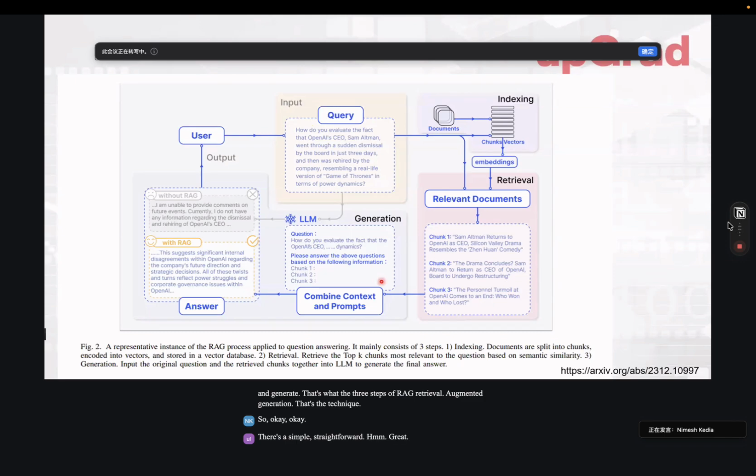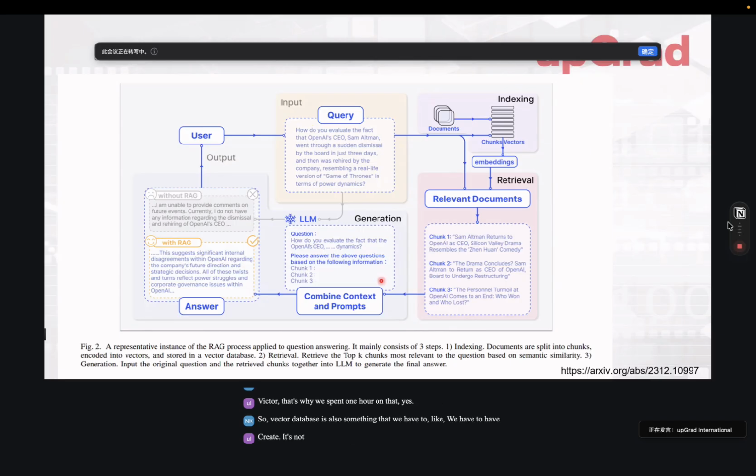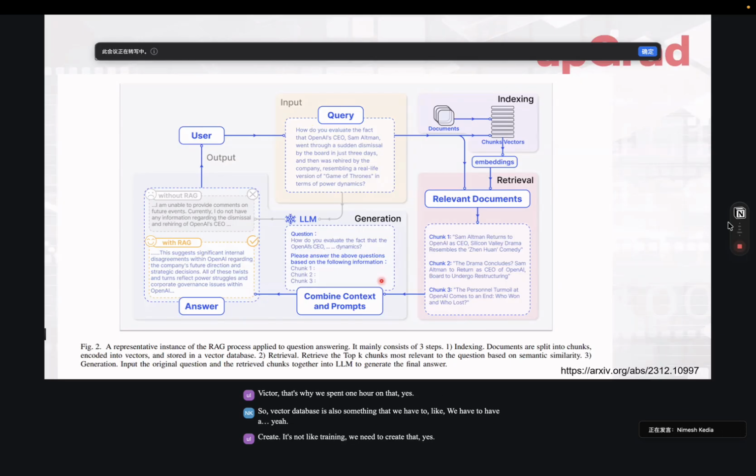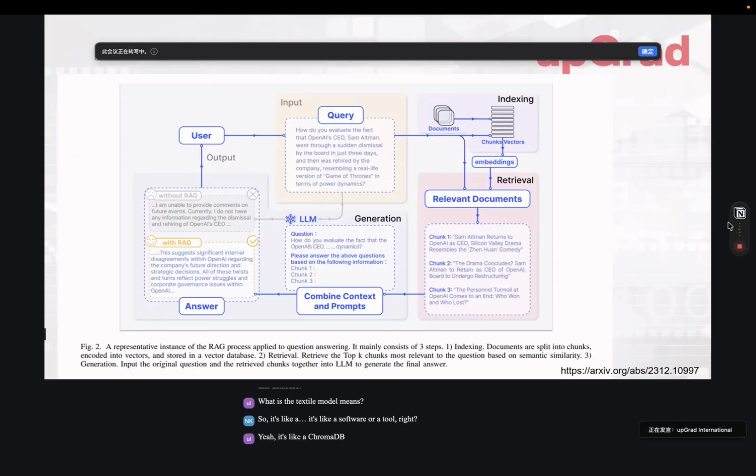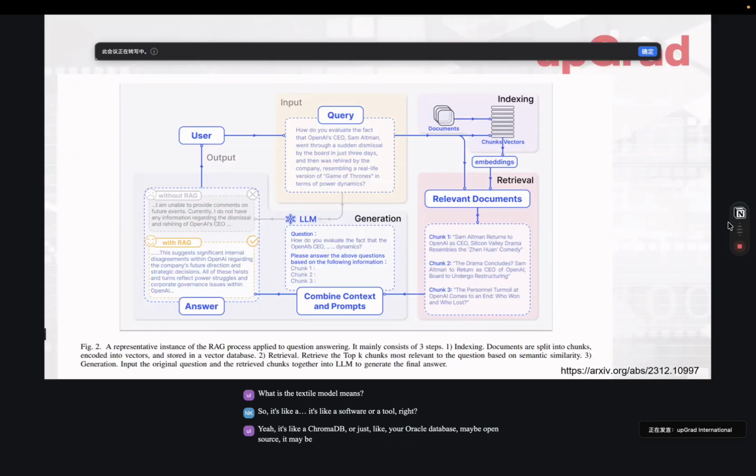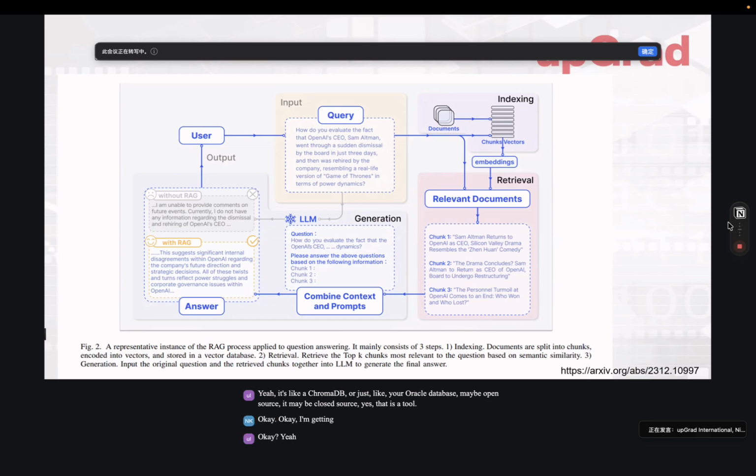So the first step is to have a vector database. That's why we spent 1 hour on that. Yes, the vector database is also something that we have to create. It's not like training. We need to create that. So it's an external tool that we have to purchase, and we have to create that database. It's like a software or a tool, like ChromaDB or just like your Oracle DB. It may be open source, it may be closed source. Okay, I'm getting it. Thank you very much.